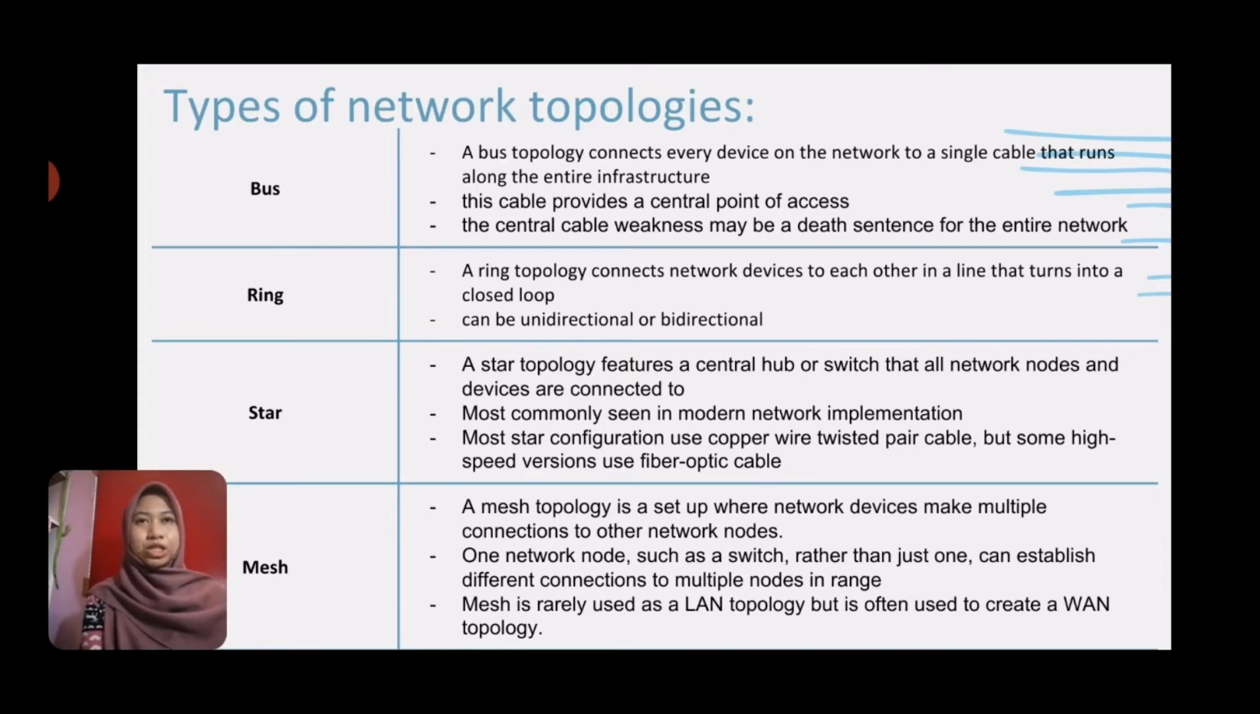Then is a mesh topology. A mesh topology is a setup where network devices make multiple connections to other network nodes. So one network node, such as a switch, rather than just one, can establish different connections to multiple nodes in range.